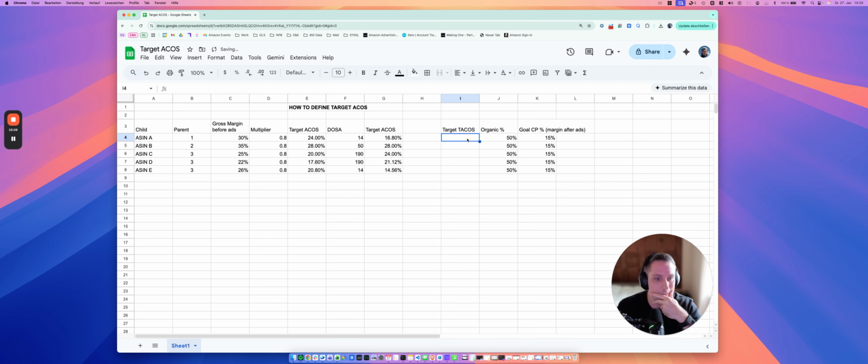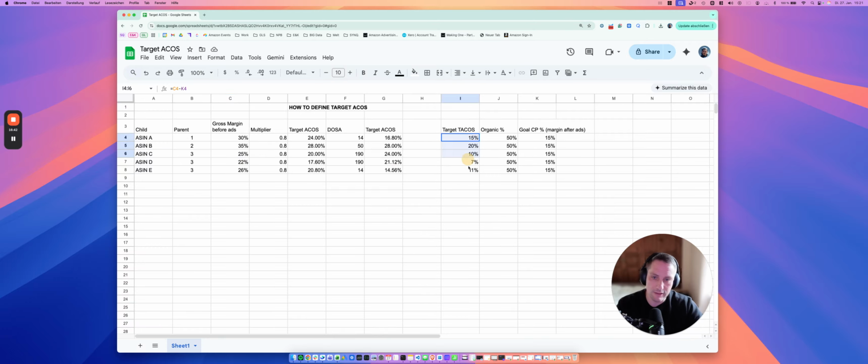And you need a target ACOS that is basically calculated as this minus this, right? So your target ACOS is basically the difference between your margins before and your margins after. That's what you can spend on ads in total.